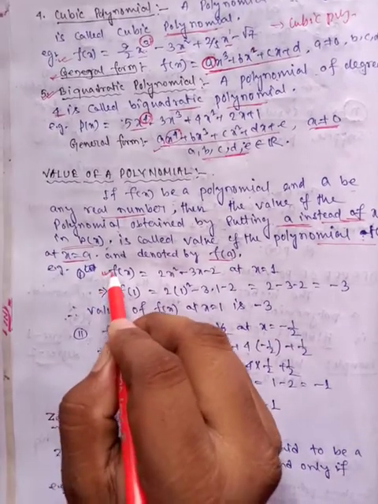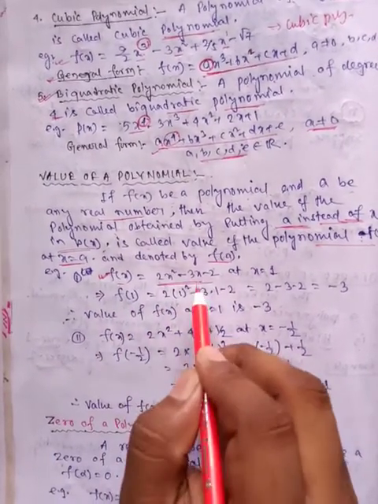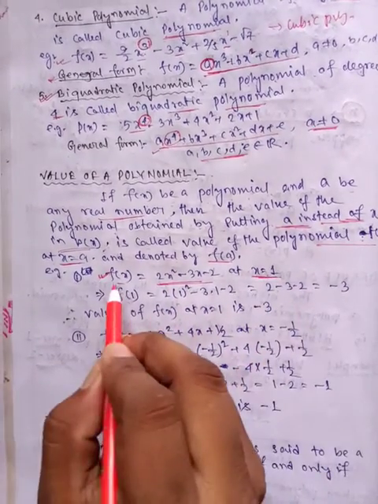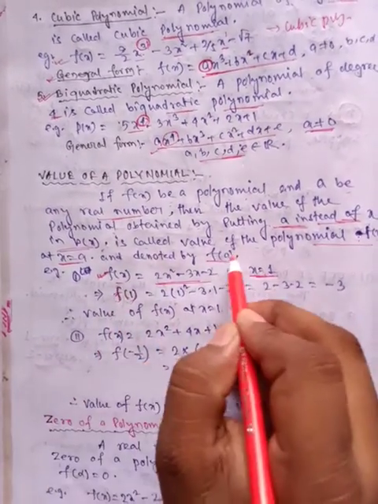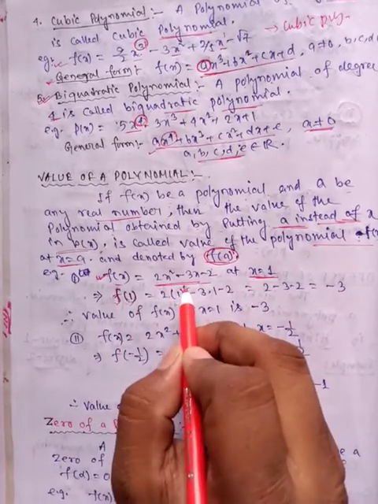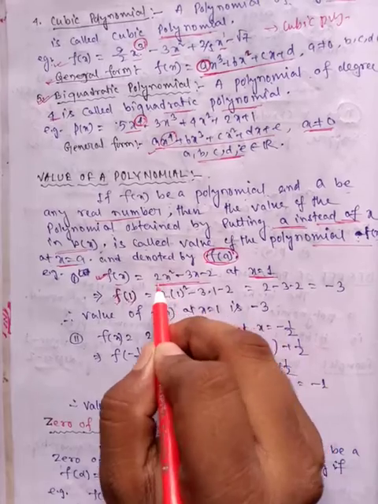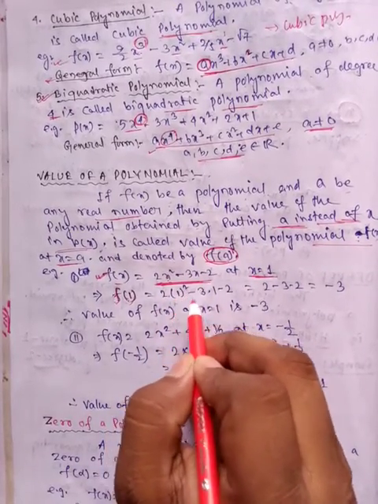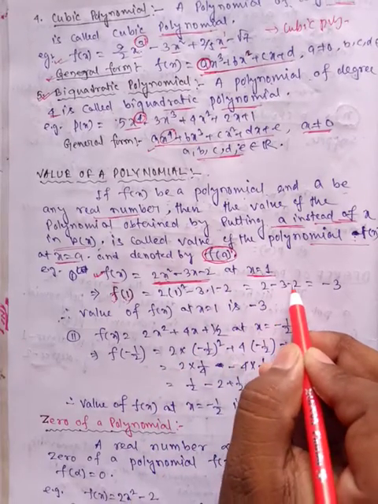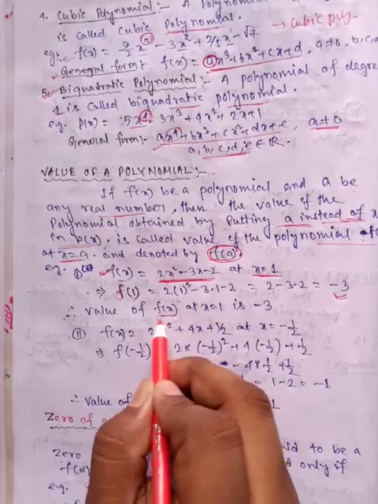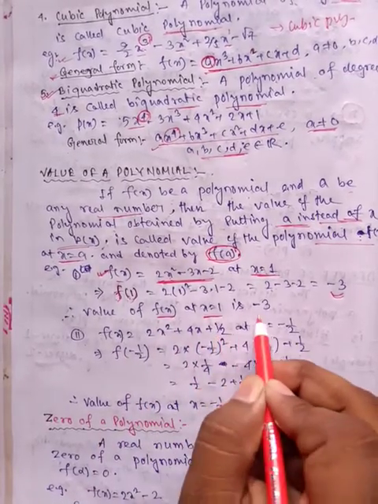Now, for example, suppose f(x) equals this one. You have to find the value of the polynomial at x equals 1. That is, you have to write f of 1, because it is denoted by f of a. So f of 1 equals, you have to put x equals 1 in the original polynomial. So I have put here 1 square minus 3 into 1. So 1 minus 3, that is minus 2. So the value of the polynomial f(x) at the point x equals 1 is minus 2.